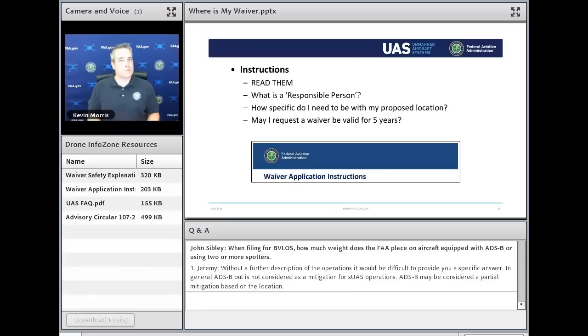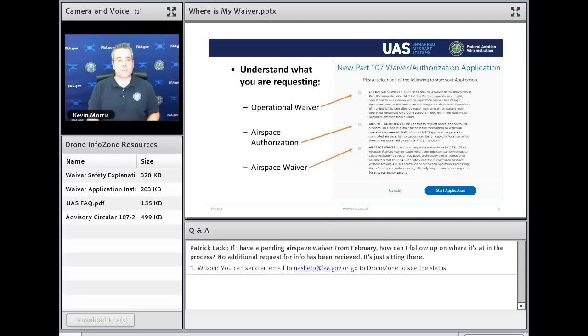Or if you're wondering, how specific do I need to be with my proposed location? Do I need to give a latitude, longitude, and a radius of let's say half a mile? Or can I say I want to be able to do this across the entire United States? The answers to that will be in the instructions. Or can I request a waiver for 5 years? Again, the answers for that will be in the instructions.